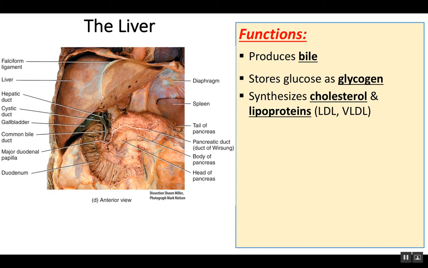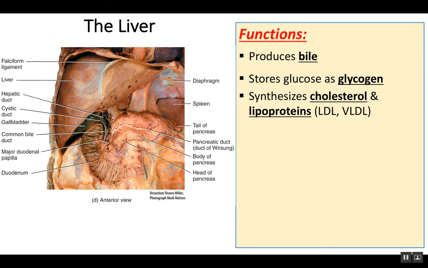We use our liver to synthesize cholesterol and other lipids in the form of lipoproteins. So the liver makes cholesterol, the liver makes and ships out other lipids in what we call lipoproteins. Lipoproteins are a combination of a lipid, cholesterol, triglycerides, and protein. The protein helps us transport those lipids in our bloodstream.